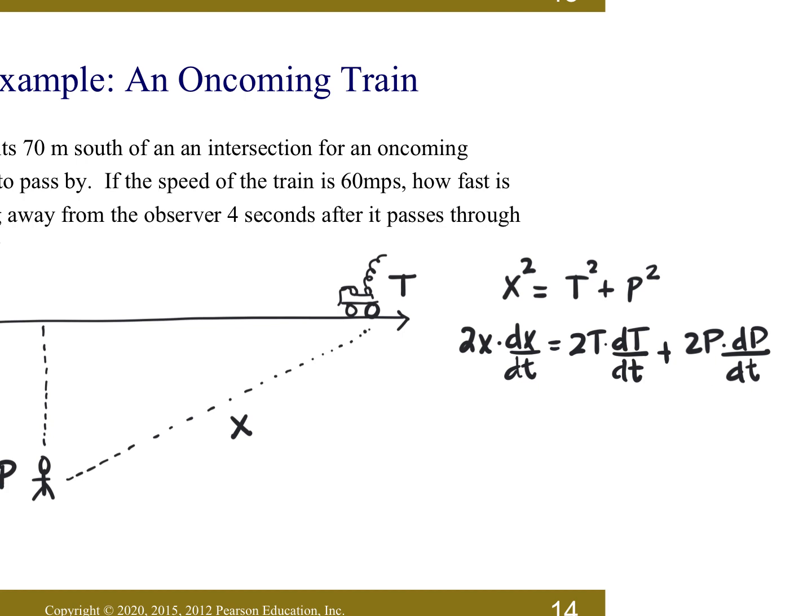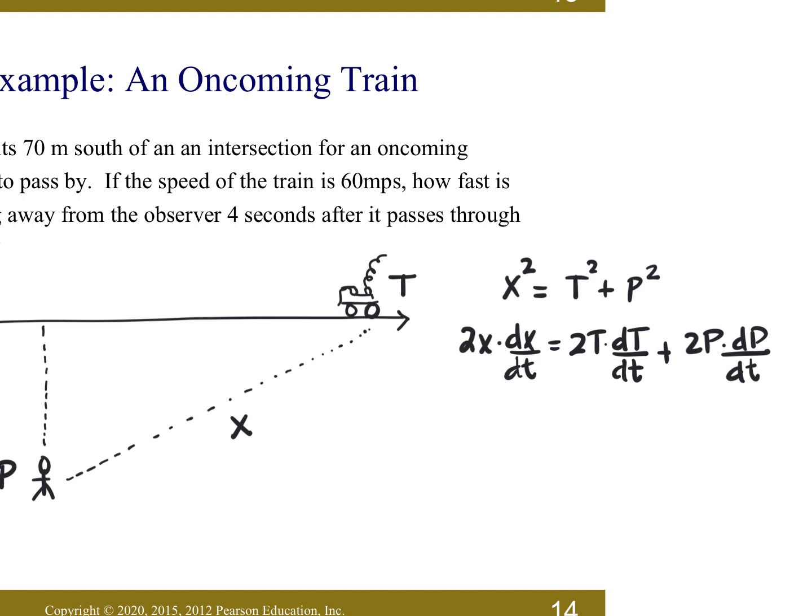There are 3 rates. Okay, Sydney, pick a rate and tell me what it's describing. Any of the 3. dx/dt is describing the change of the distance between the person and the train. Okay, and do you expect that change to be positive or negative? Positive. Okay, because the train is getting farther away. Okay, good.